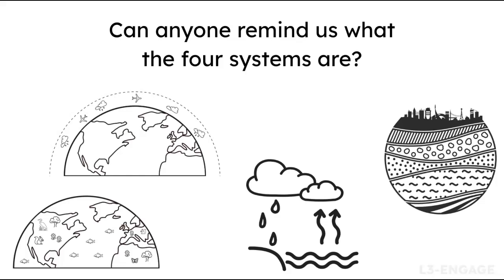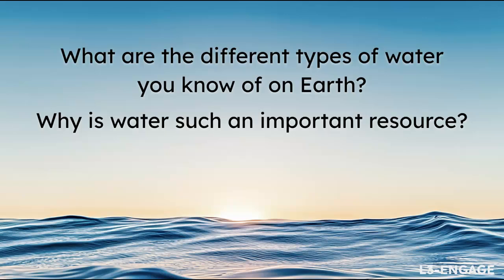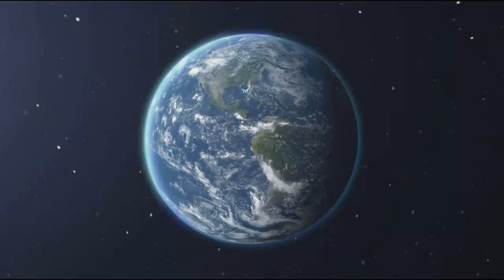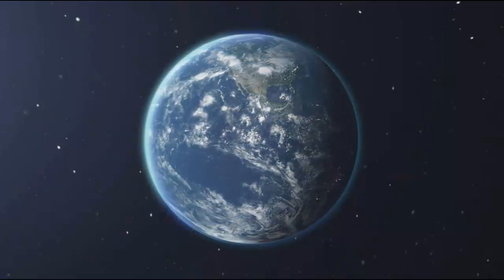To begin the Engage portion, you'll tell students that they have been learning about Earth systems and how they interact. You'll ask if anyone can remind you what the 4 systems are: the biosphere, atmosphere, geosphere, and hydrosphere. You'll ask students about the different types of water on Earth and why they think water is an important resource. You'll display an image of the globe and ask students what they observe and what questions they have.